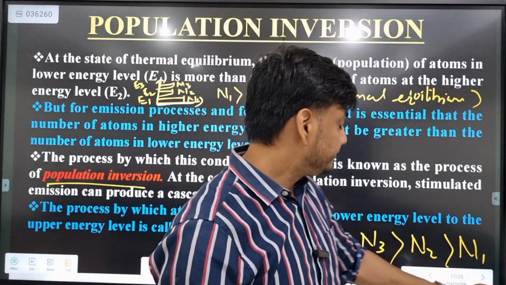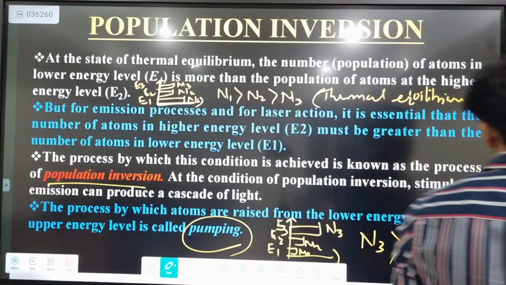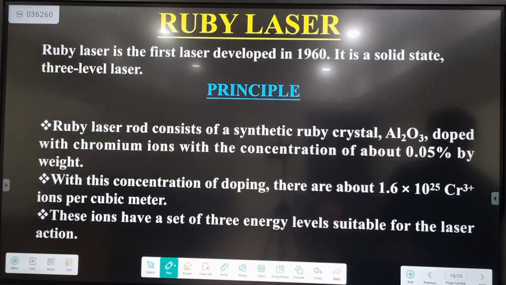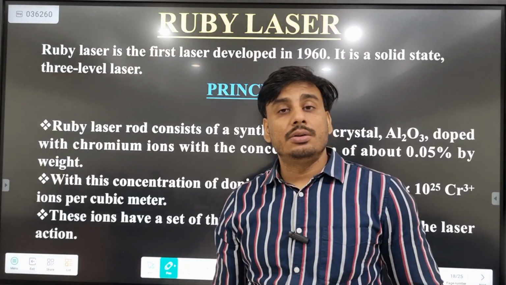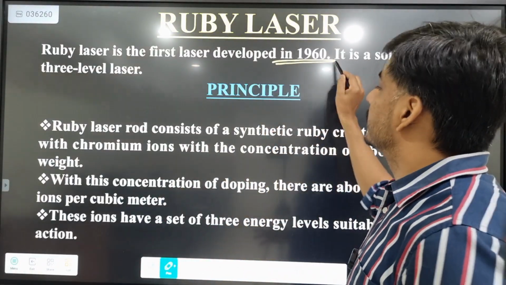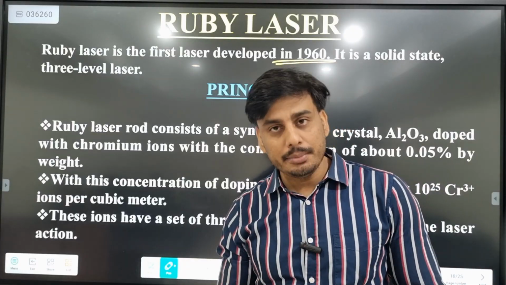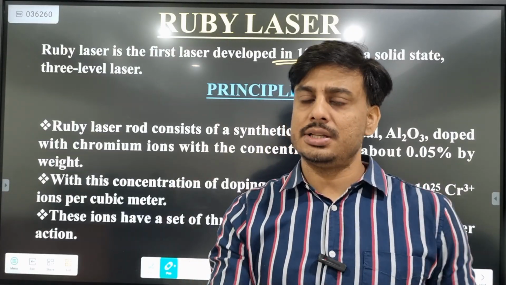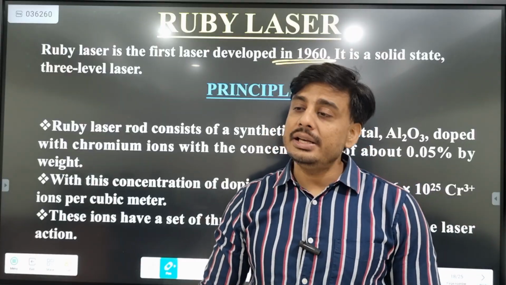Then we will go to the ruby laser. In our syllabus we have the ruby laser. This is the first laser, developed in 1960. This is a solid state laser, that is, the material used here is solid, because lasers can be solid, gaseous, semiconductor, all these things. So this is a solid state laser, and it is a 3-level laser.